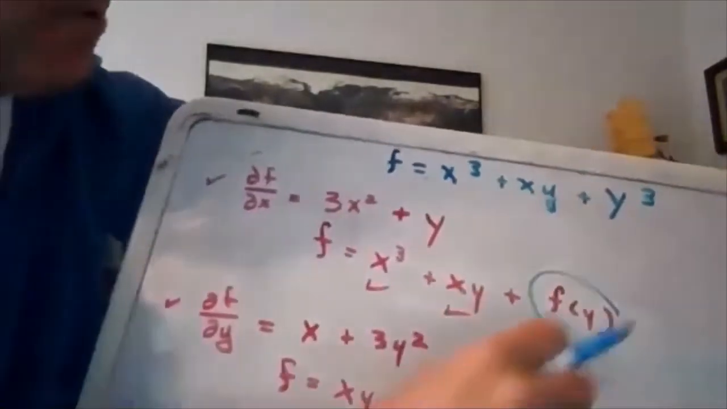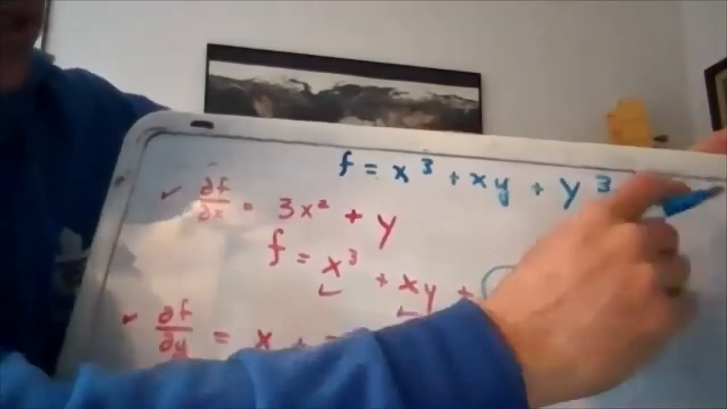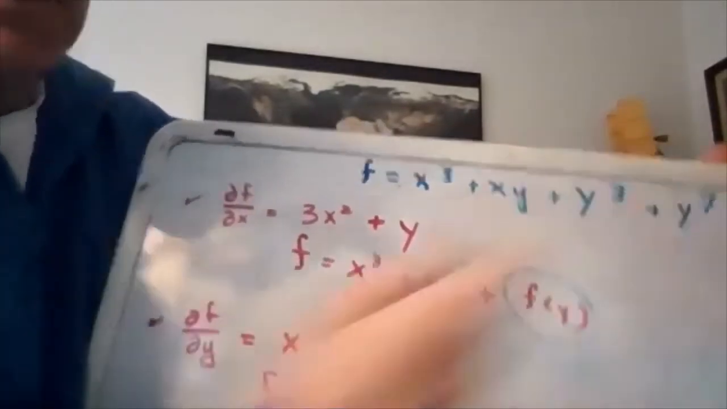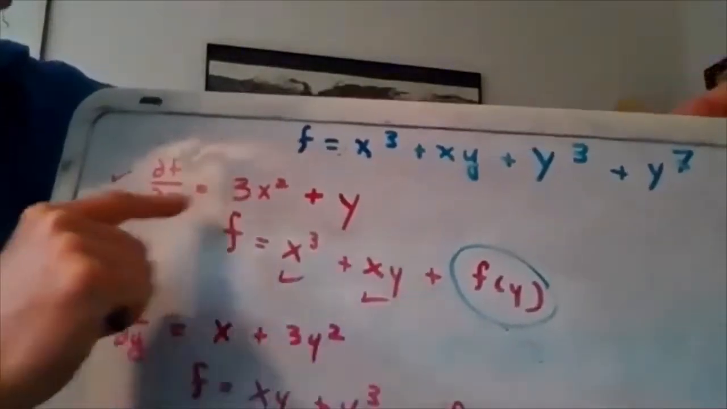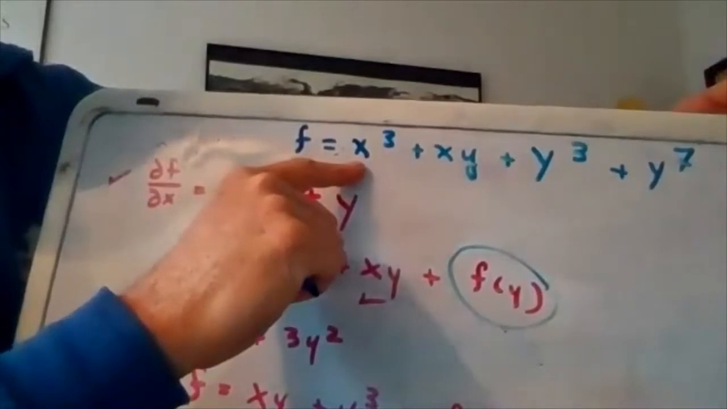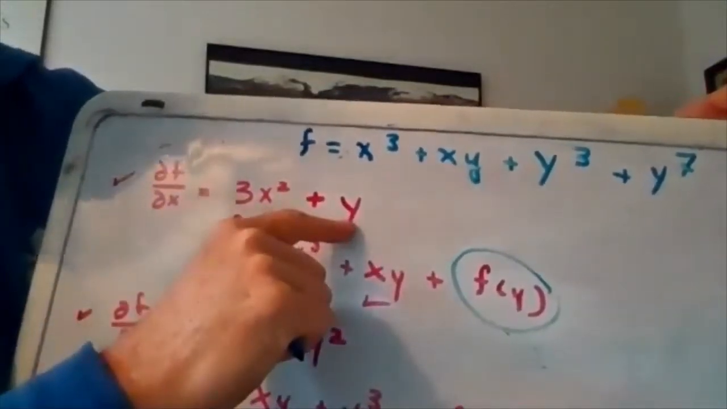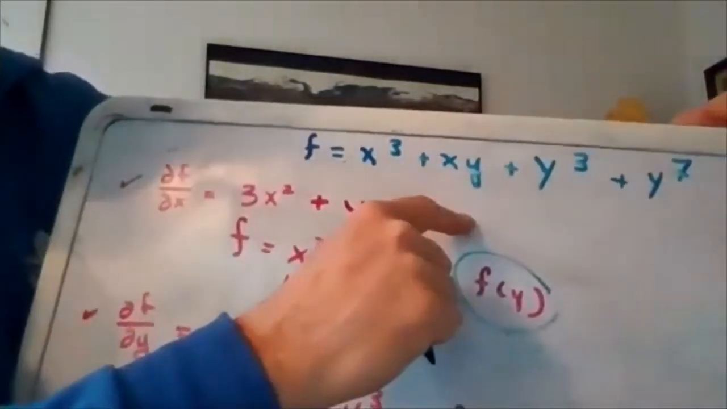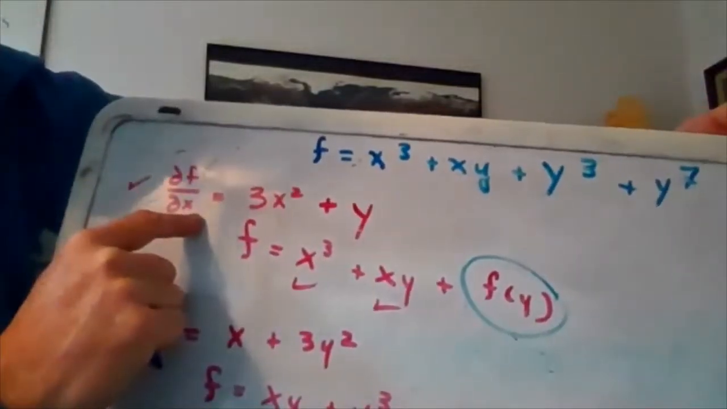That's one approach. What if we had another term with a y in it? I'll just put something arbitrary up there, like y to the 7th, or sine y or something like that. Well, is that going to work? If I take the partial of this with respect to x, I get 3x squared. Bingo, that's good. I get y, that's good. And for this term, I get 0, that's good. And for y to the 7th, I get 0. So this function works great for this partial.